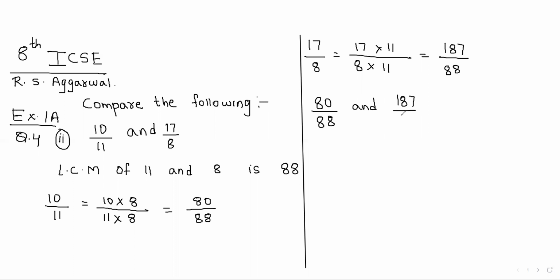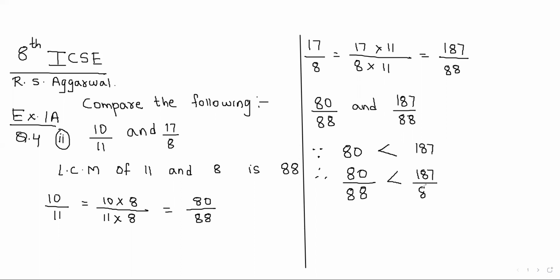So we are writing the two new numbers down, and now we will look at the numerator here. What are the first numerator, students? Since the first numerator is 80 and the second numerator is 187, and we all know that 80 is less than 187, now we'll put the same denominator. So therefore, 80 by 88 is less than 187 by 88.